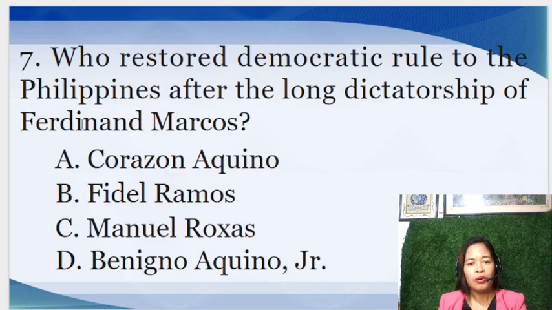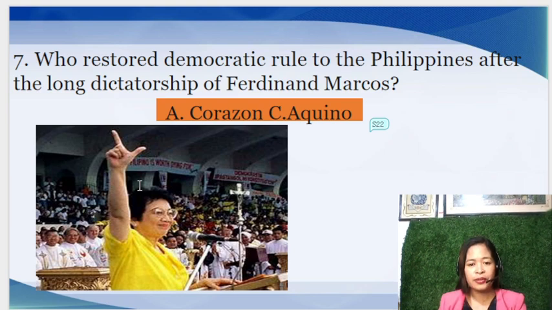Number seven, who restored democratic rule to the Philippines after the long dictatorship of Ferdinand Marcos? A. Corazon Aquino, B. Fidel Ramos, C. Manuel Rojas, and D. Benigno Aquino Jr. The answer is letter A. It's Corazon C. Aquino. President Corazon C. Aquino was a political leader who became president of the Philippines in 1986. Aquino restored democratic rule after the long dictatorship of Ferdinand Marcos. She was the first woman to hold the office as Philippine president.